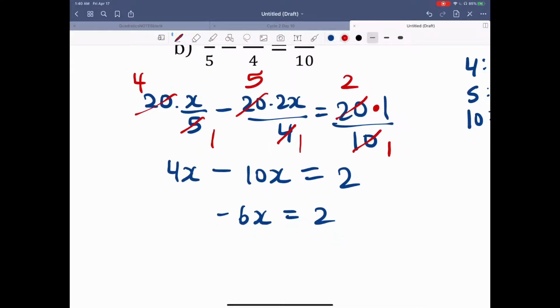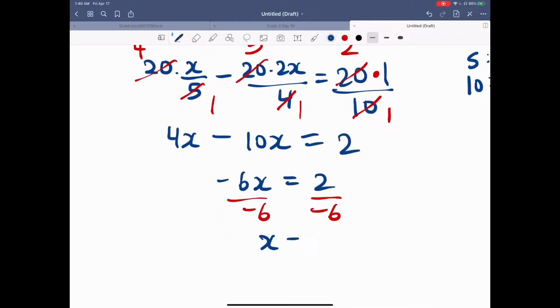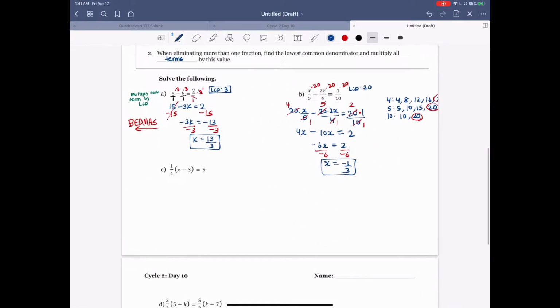So you have negative 6x equals 2. You're going to divide both by negative 6. And now you have x equals negative 1 over 3. So I'll do one more example, or two.